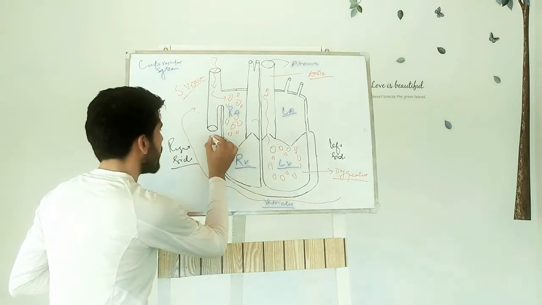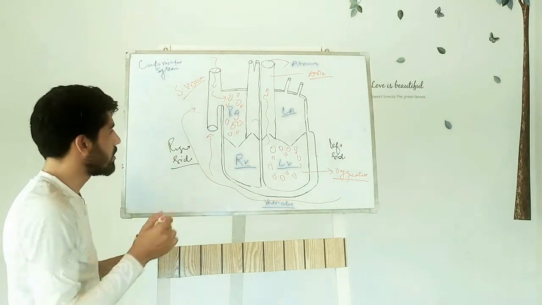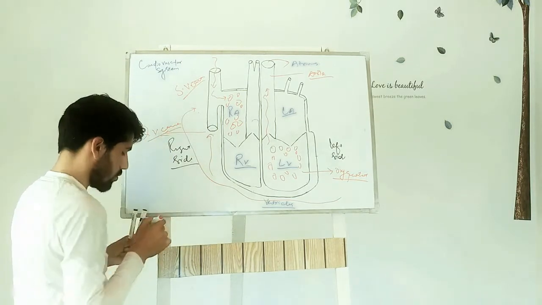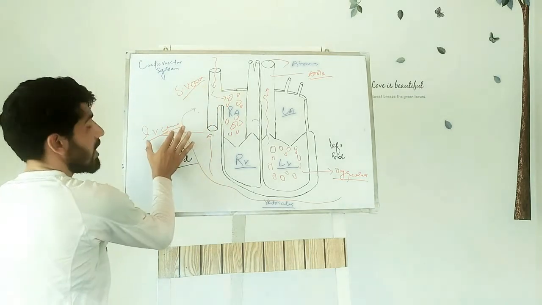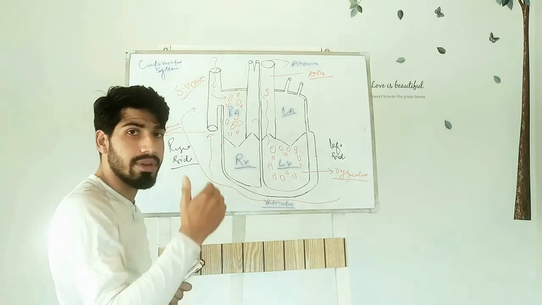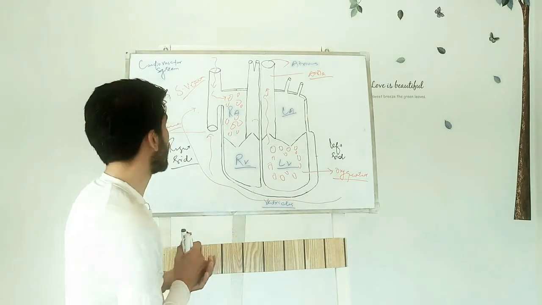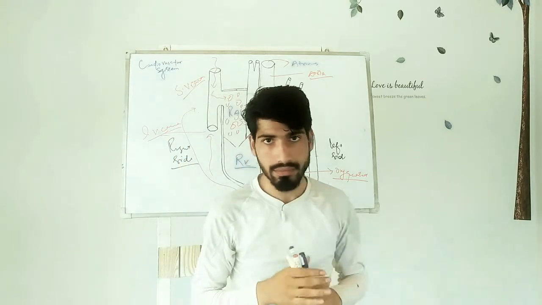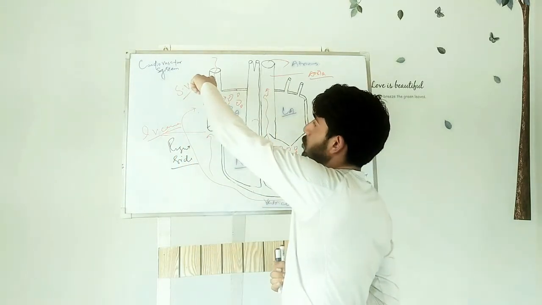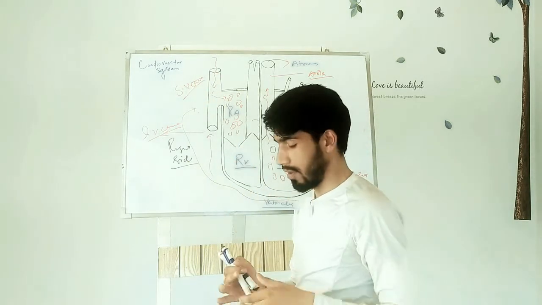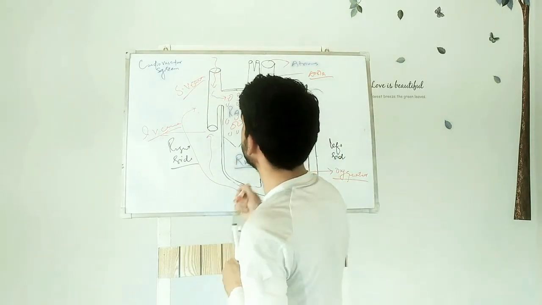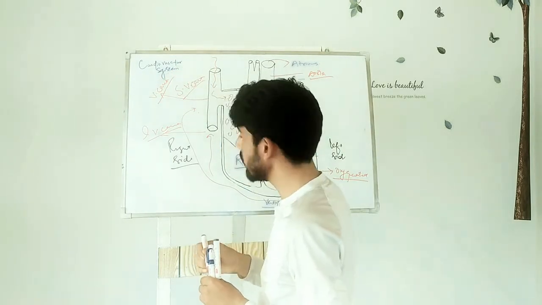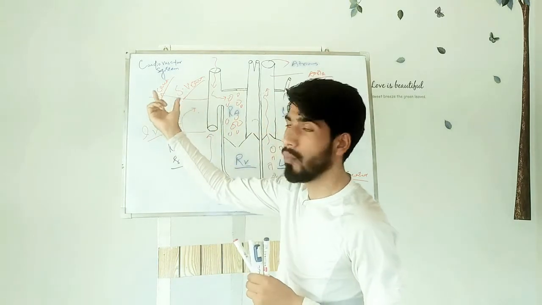This vessel brings blood from the lower part of the body. It is called the inferior vena cava. So this is the superior vena cava and this is the inferior vena cava. The superior vena cava brings blood from the upper part of the body, and the inferior vena cava brings blood from the lower part of the body. Together, the superior and inferior vena cava are called the vena cava.